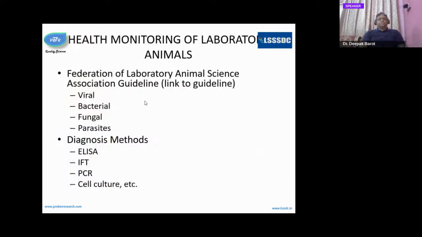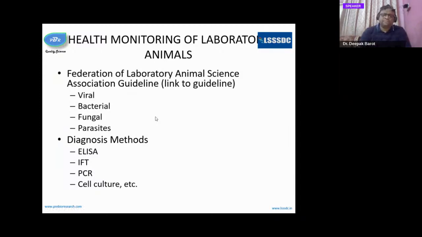So, health monitoring. As I said, enrichment is important, environment is important, and a stress-free status of the animal is important. At the same time, they should be devoid of disease, right? If they themselves have one or the other disease, and one of the systems in their body, say liver or kidney or any other organ, is infected, then the data you get out of those studies in animals would be compromised. It may not be accurate. So you want to make sure that they are devoid of viral, bacterial, fungal infections and parasitic infestation. There are diagnostic methods. You can use PCR, ELISA, cell cultures, and you can diagnose by taking a urine sample or a blood sample from a colony, not from all the animals.